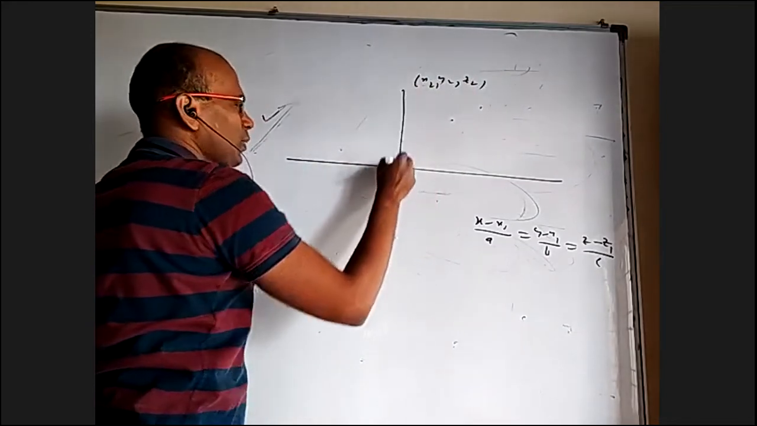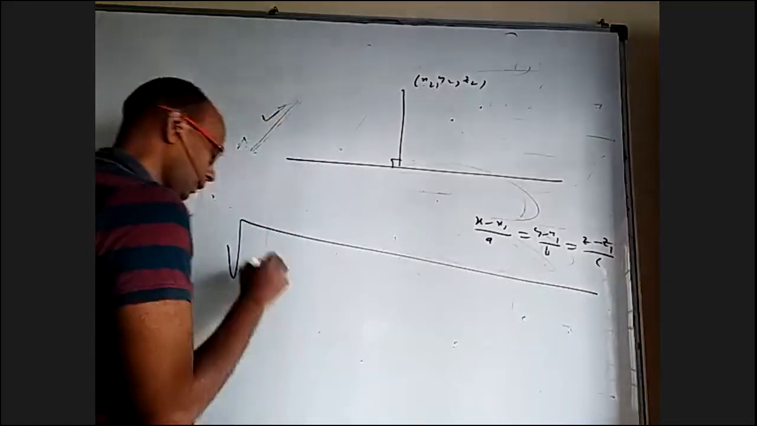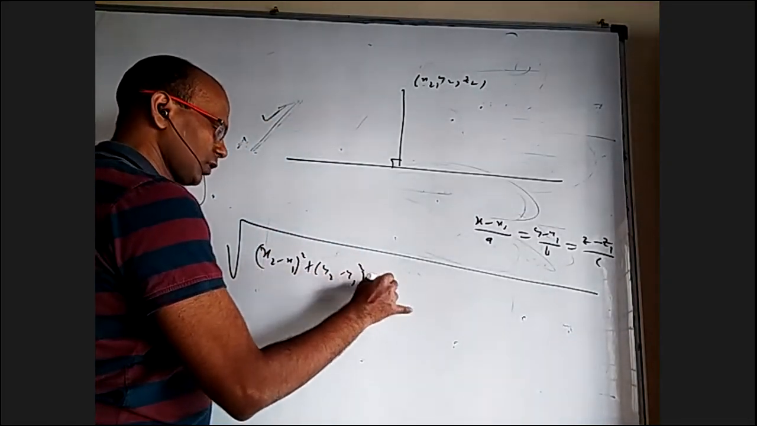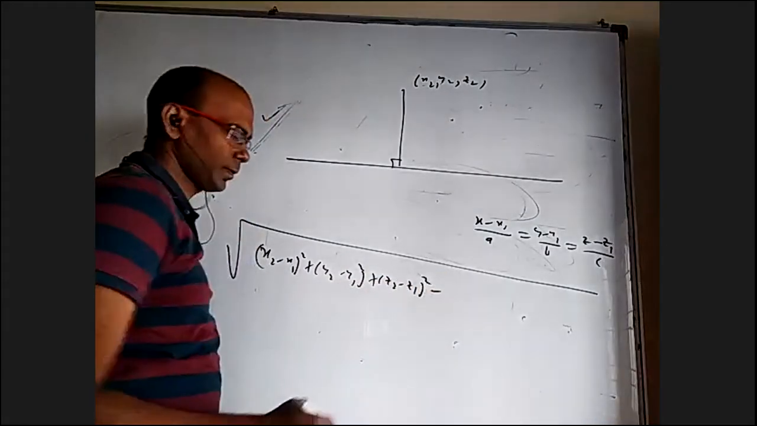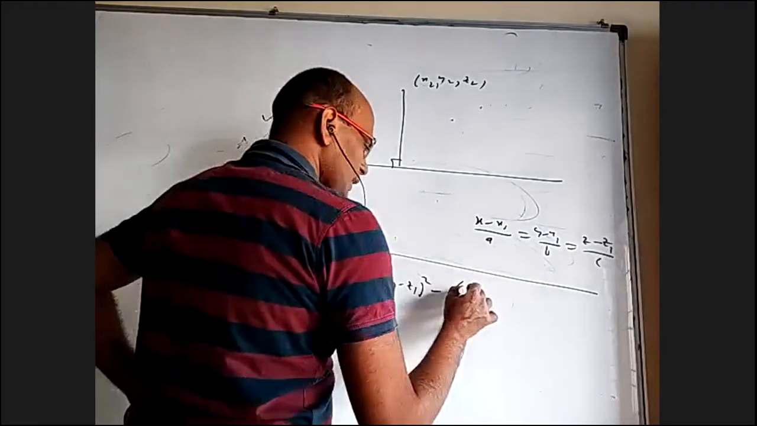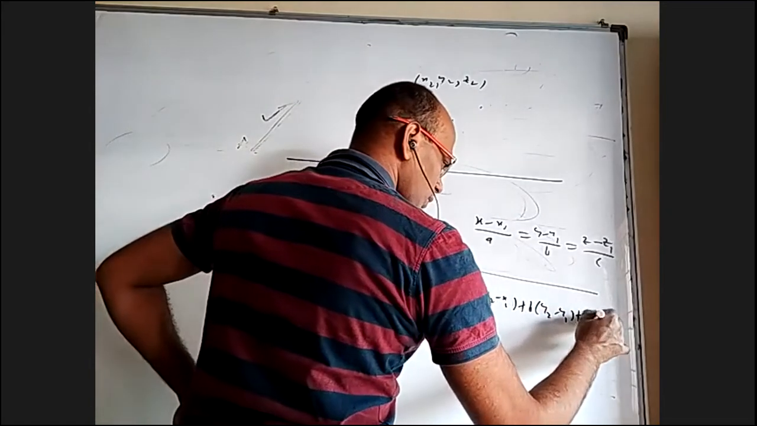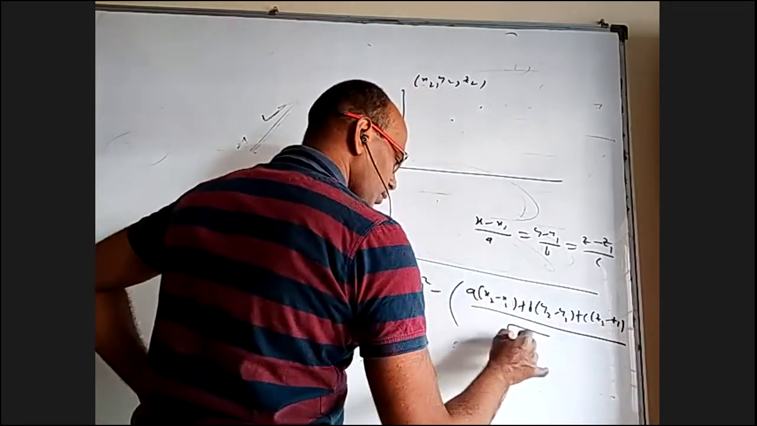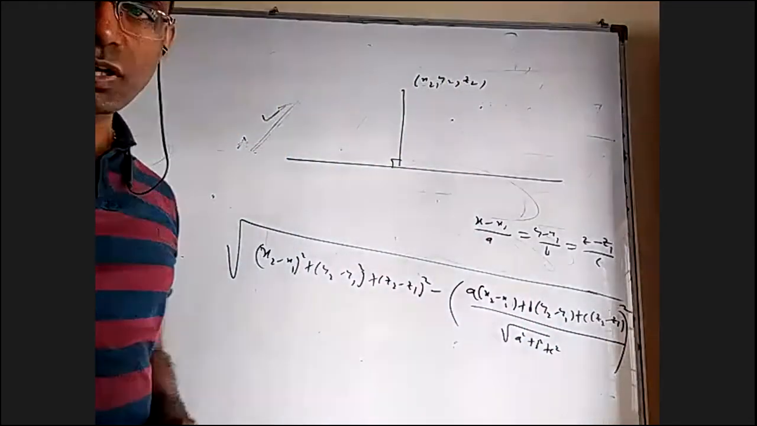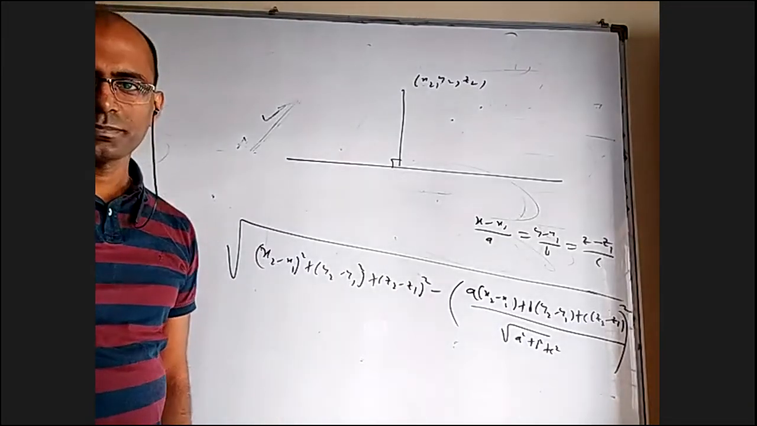What is the perpendicular distance from this point to this line? The formula is like this: x2 minus x1 whole square plus y2 minus y1 whole square plus z2 minus z1 whole square, minus, a into x2 minus x1 plus b into y2 minus y1 plus c into z2 minus z1 by root a square plus b square plus c square, whole square. If somebody wants a formula, okay, I don't want all the methods and I'll just give the formula. This is a simple formula, take it.